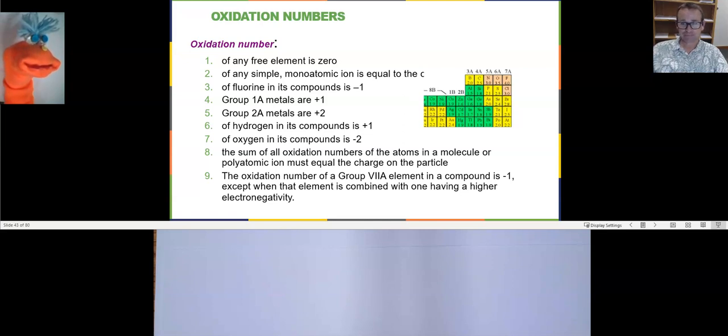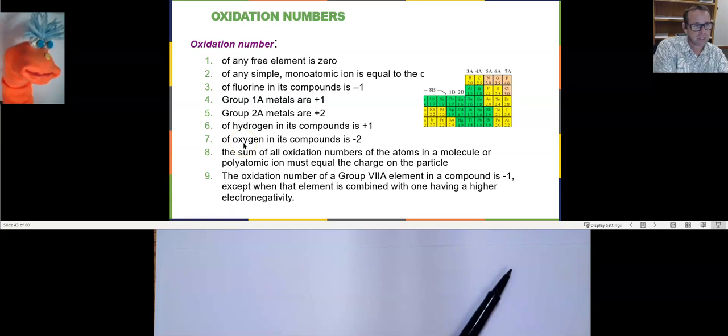Because we already know that when they're in compounds, they're going to be ionic compounds, and the charge on monatomic ions is the oxidation number. So, like I explained before, these rules are things that we've already kind of become familiar with, right? Hydrogen is a +1. Oxygen is a -2, right? And then rule 8 is an important rule here.